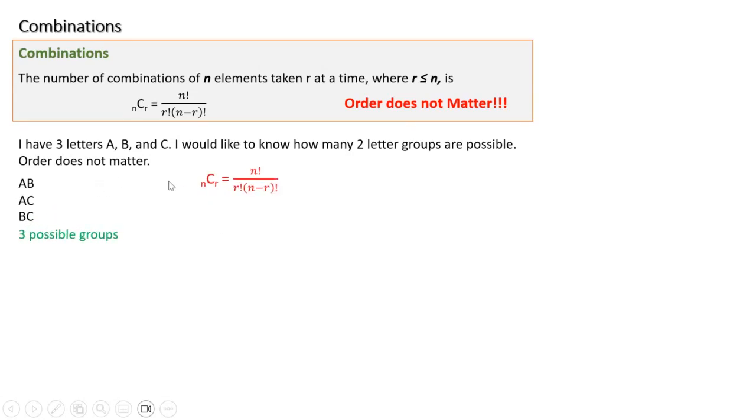Let's use a formula to prove this. So it's going to be 3 combination 2. So we have 3 factorial over 2 factorial times (3 minus 2) factorial. It's going to give us 3 factorial over 2 factorial times 1 factorial. That will give us 3 times 2 times 1, and that's a 3 factorial. On the denominator, the 2 factorial will be 2 times 1, and the 1 factorial will just give us 1. So the answer will be 6 over 2, which is 3. That's how we got the 3 possible groups.